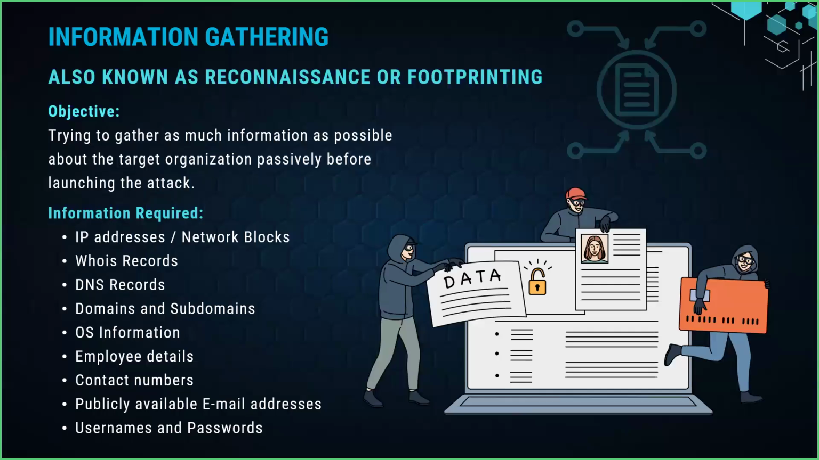You need to obtain information such as IP addresses, network blocks, WHOIS records, DNS records, domains and subdomains, operating system information, employee details, contact numbers, email addresses of the employees, and usernames and passwords which might have been leaked online in data breaches. Believe it or not, all of this information is readily available on the internet. It can be gathered for any organization in the world. The only thing is, you need to know which websites to obtain that data from.